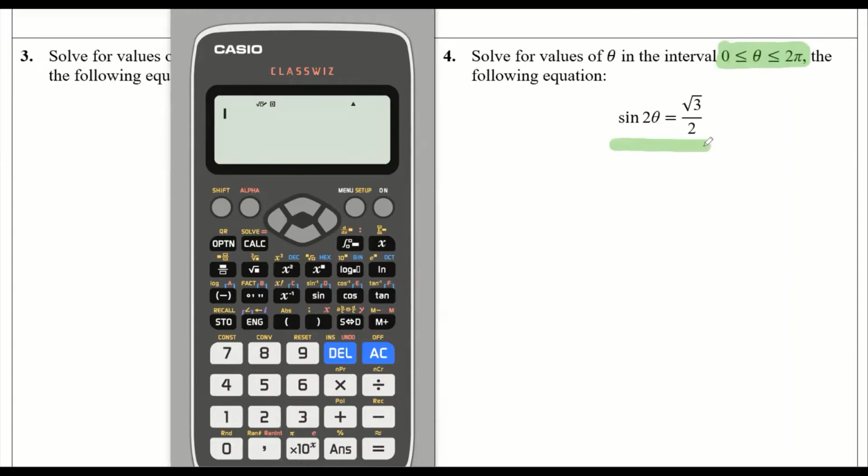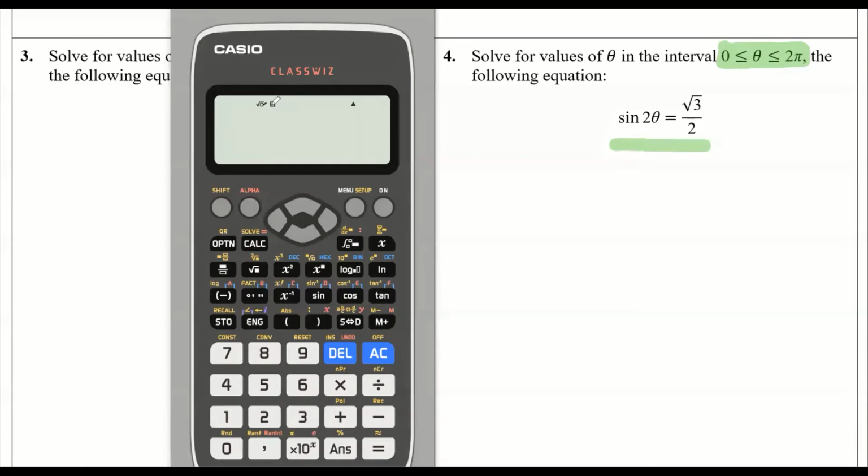Now, the first thing we need to do is make sure, if we're going to use a calculator to assist us, that the calculator is set to radians. Now, you might be able to see on the screen, I hope you can, that the calculator is in fact set to degrees. You can see the little d there. We don't want that. We need radians.